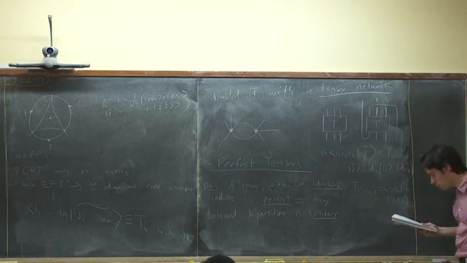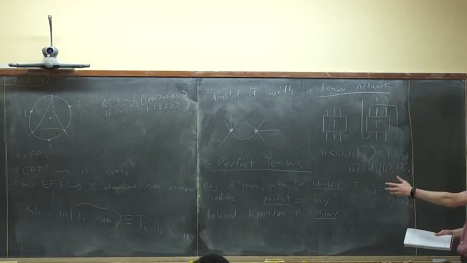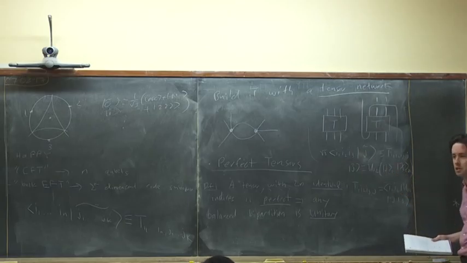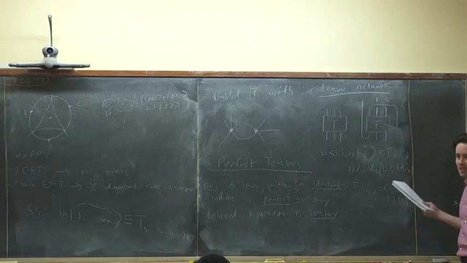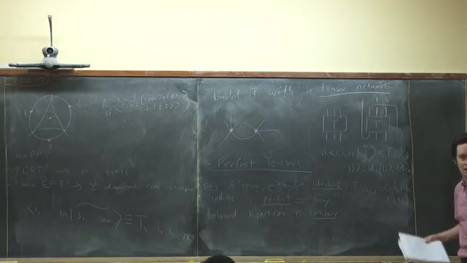And so that should also convince you that the existence of these perfect tensors is closely related to error correcting codes. So basically that's how you find them, is you find error correcting codes and it gives you perfect tensors.